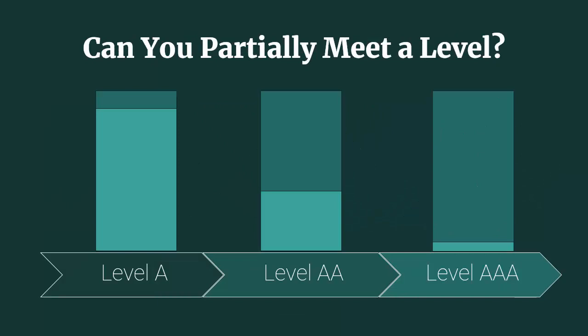Let's look at an example. This website has passed 90% of the Level A criteria, 40% of Level AA, and 10% of Level AAA. So which WCAG level does it meet overall? None of them. You have to meet every single one of the criteria at a level to be able to state that the website has that level of accessibility. It doesn't matter that this website even has some of the more advanced criteria, it does not meet WCAG Level A.